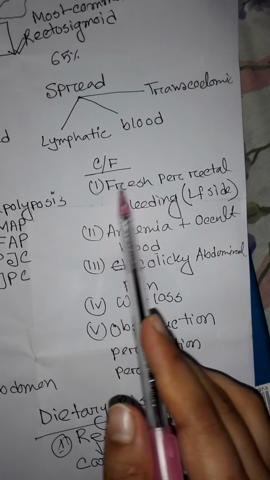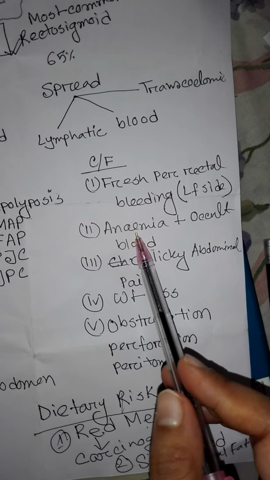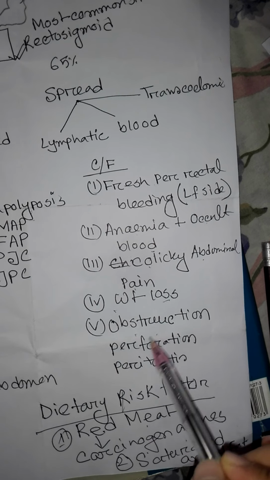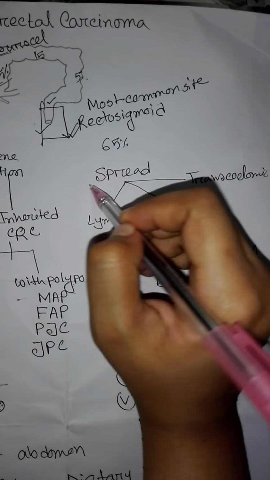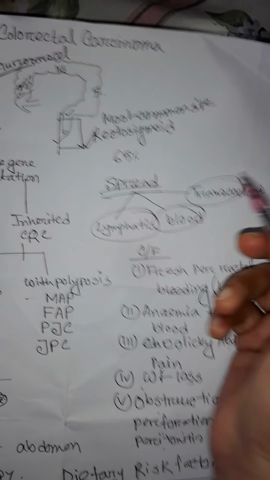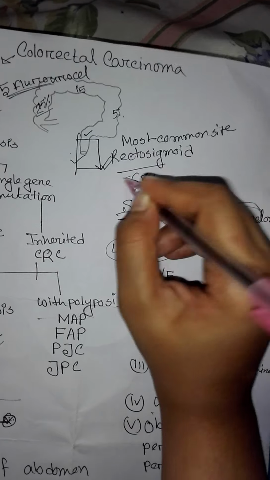Clinical features are fresh per rectal bleeding, anemia plus occult blood, colicky abdominal pain, weight loss, obstruction, perforation, peritonitis. This cancer may spread through lymphatics, blood, transcoelomic. Most common site is rectosigmoid.